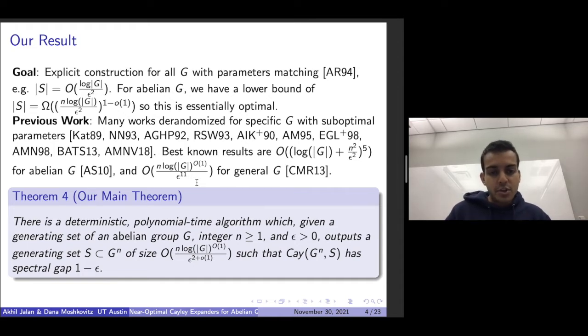So our main theorem is to get a near optimal dependence on error and an optimal dependence on dimension. What we show is that there's a deterministic polynomial time algorithm which, if you give it an abelian group G, as well as an integer n and a desired epsilon, will output a generating set of G to the n of size n times polylog G times epsilon to the minus 2 plus little o of 1, with spectral gap 1 minus epsilon. So this is almost as good as you could hope for. The best thing would be to have exactly log G dependence instead of polylogarithmic dependence on G, and to get rid of this little o of 1 term in the exponent.